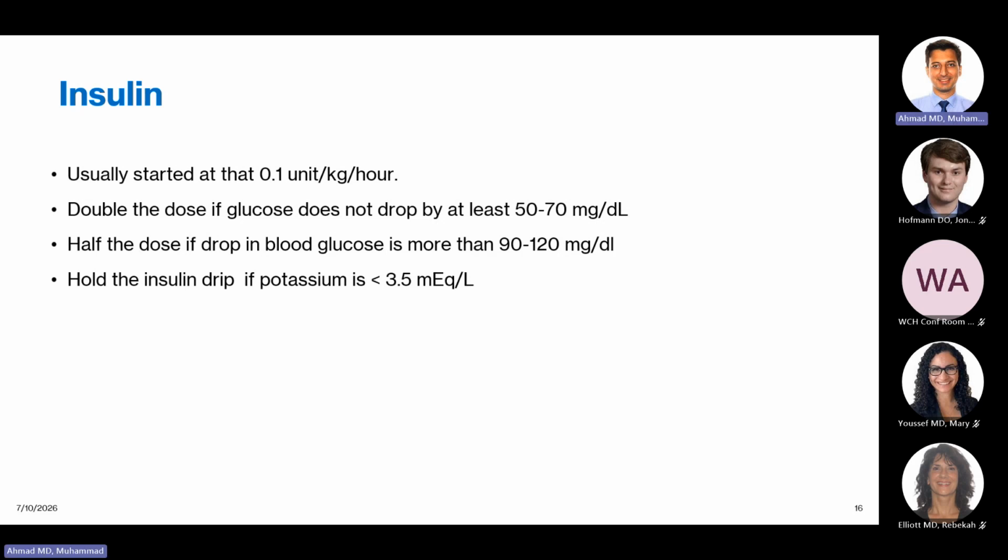And we have to hold the insulin drip if potassium is less than 3.5. Initially, it used to be 3.3 at some point, but the new guidelines, ADA 2024, say 3.5 is the cutoff to hold the insulin drip. Because insulin drives the potassium into the cells, the patient can have more and more hypokalemia, which can increase the risk of arrhythmias and complications of hypokalemia. It's every 4 hours, on the BMP. When you do the BMP every 4 hours, you'll automatically see the potassium along with it.